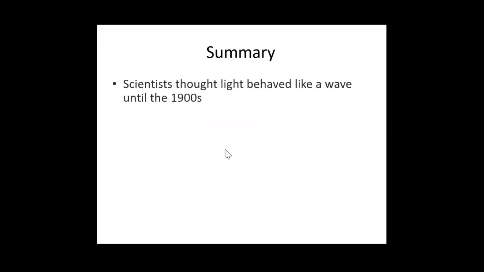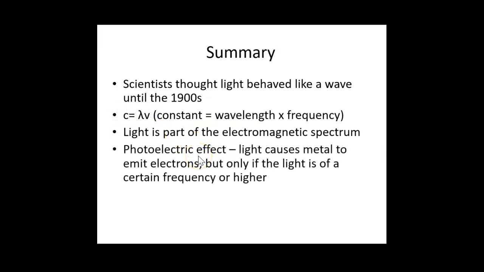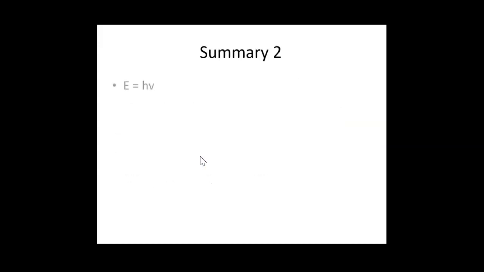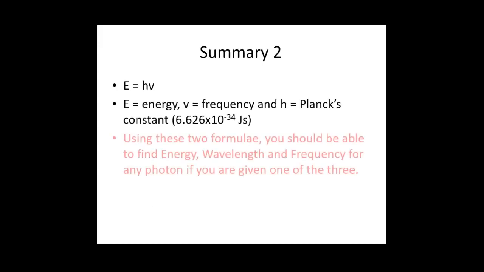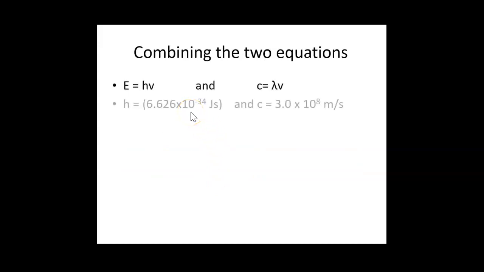So scientists thought that light acted like a wave until the 1900s, and we developed that equation. Light is a part of the electromagnetic spectrum, and we discovered a photoelectric effect that created Planck's constant. And here's Planck's constant. Using these two formulas, you should be able to find energy, wavelength, and frequency for any photon if you are given one of the three. That's pretty cool. So we're going to try to combine these two.